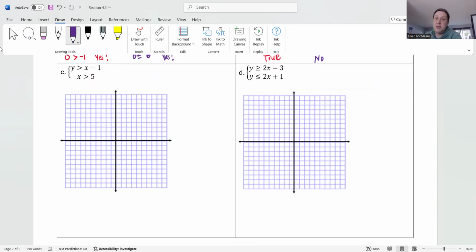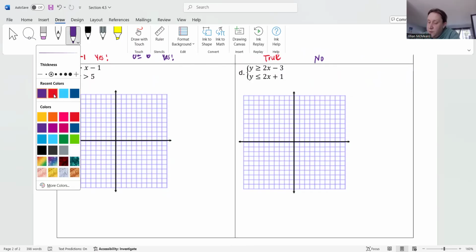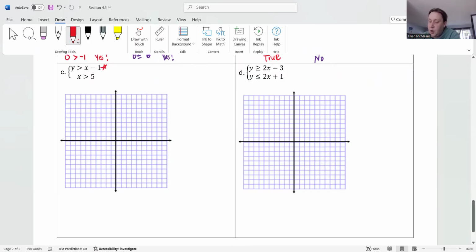Okay, so for part C, luckily the first inequality is in slope-intercept form and the second inequality is a vertical line, so this one's going to be a little bit quicker. All right, so for the first inequality, let's go red. We've already been solved for y, so we can jump straight to the slope and the y-intercept. The slope is the coefficient of x, which is just 1, so I'm going to write that as 1 over 1. The y-intercept is the constant, which is negative 1, and we do have a strict inequality, so we want to connect with a dotted line.